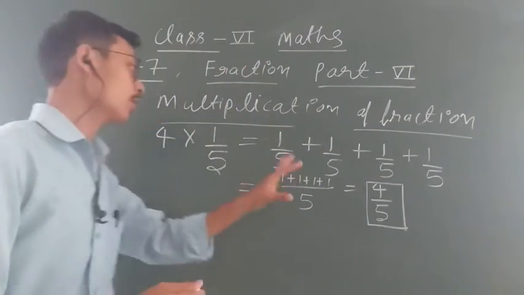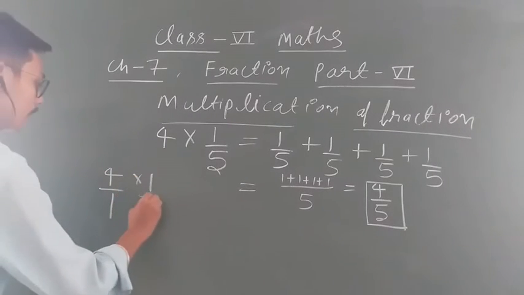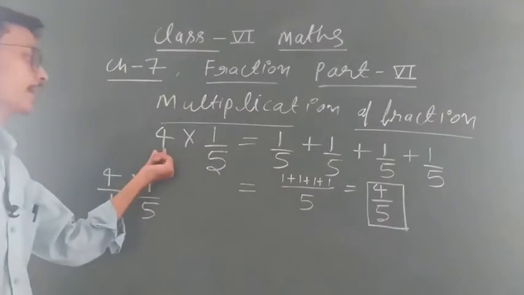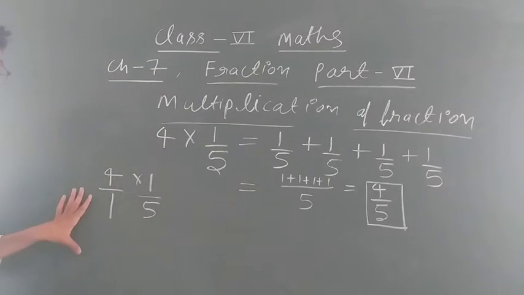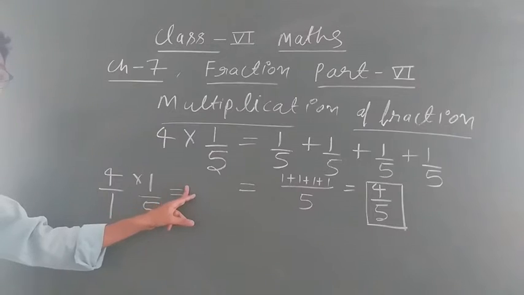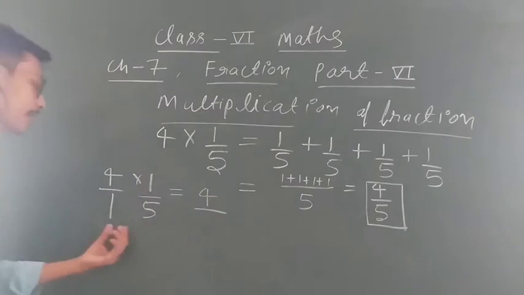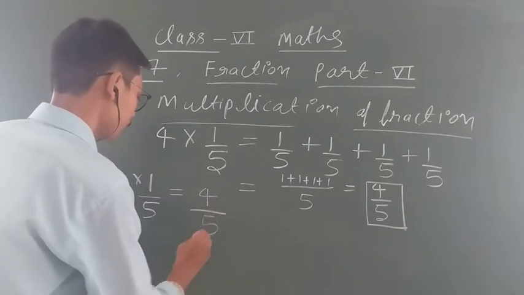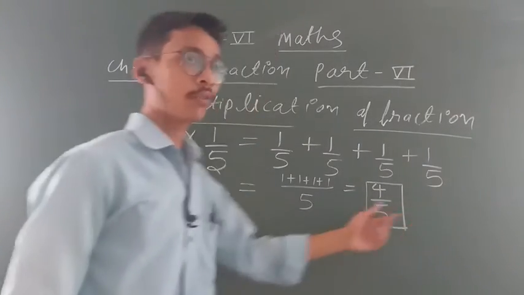Now, knowing multiplication, you can write 4 upon 1 into 1 upon 5. If no denominator is given, you can write 1. So 4 upon 1. Now numerator multiplied by numerator: 4 multiplied by 1 will become 4. And denominator multiplied by denominator will become 5. See, 4 upon 5 is also coming.